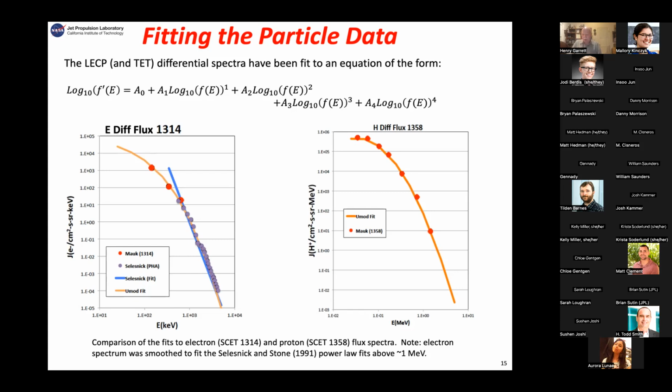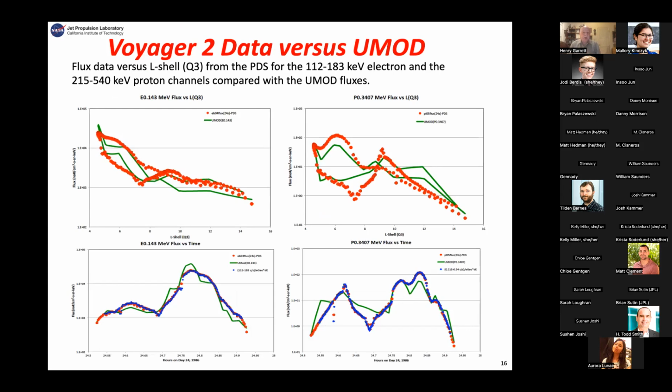This gives you a comparison. The top figure shows the L shell variation for energy of 0.143 MeV for the electrons for the in and out passage of this vehicle, Voyager 2. And the bottom one gives you the fluxes versus time. So you've got L shell at the top for the electrons, and the green line is our model fit to that. On the right is for the protons.